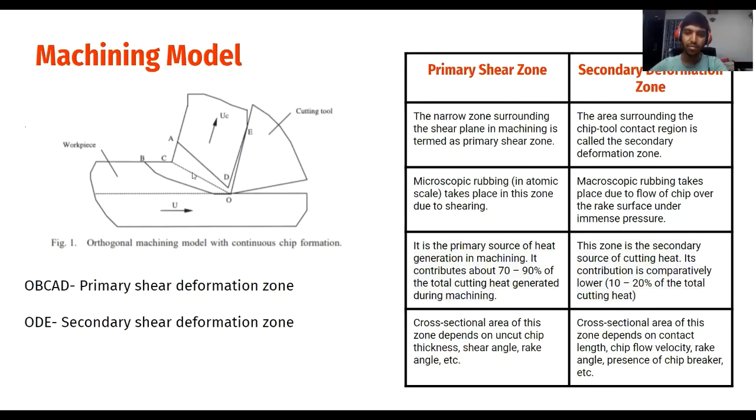So in this, there is microscopic rubbing, whereas in the secondary one, there is macroscopic rubbing. In the primary zone, most of the heat generation, that is 70 to 90% of the total cutting heat, is generated in this area, whereas in the secondary one, only about 10 to 20% of the heat is generated. The cross-sectional area of the primary zone depends on the uncut chip thickness, shear angle, and rake angle, whereas for the secondary zone, it depends on contact length, chip flow velocity, rake angle, and presence of chip breaker, etc.